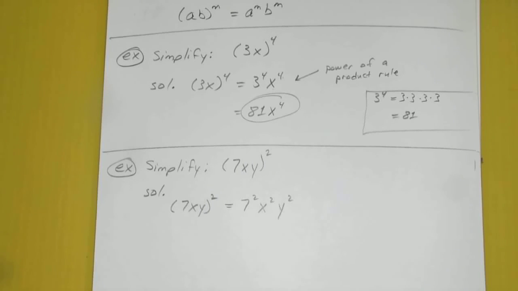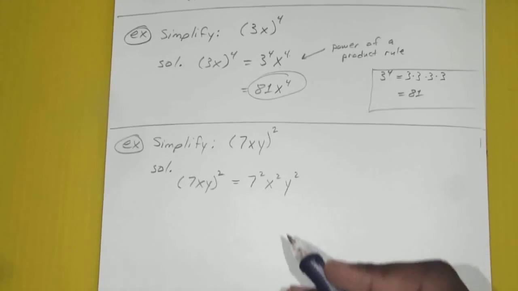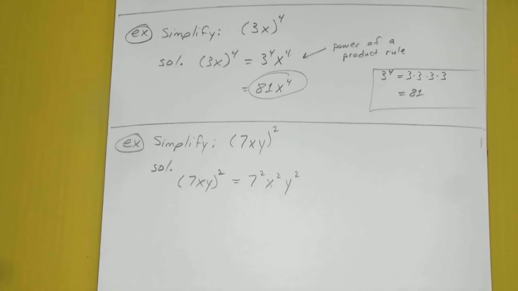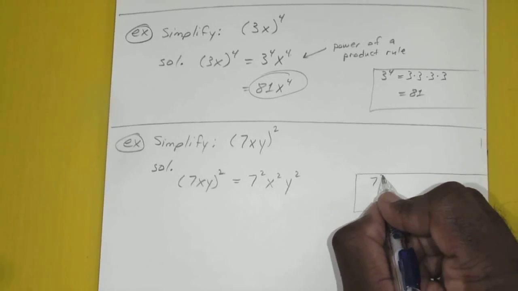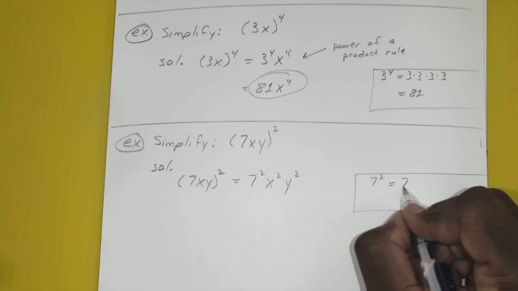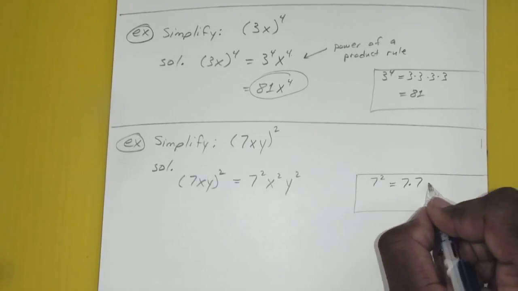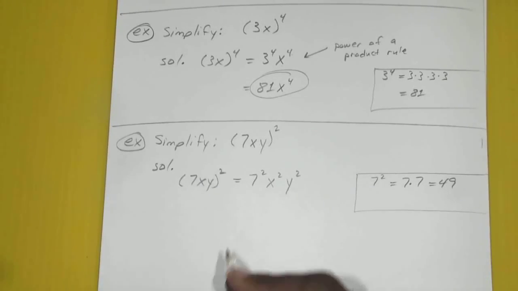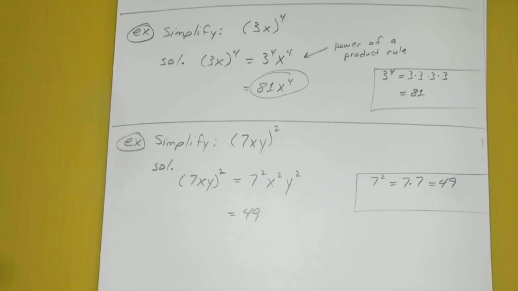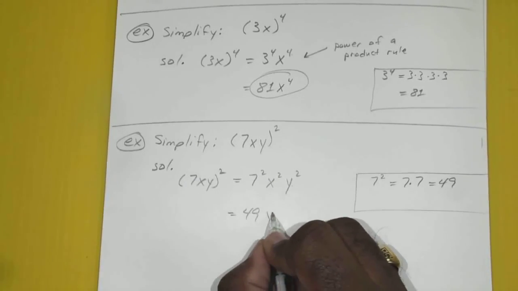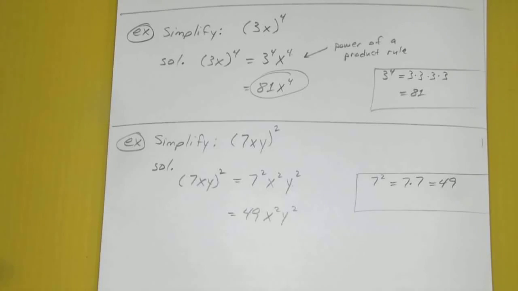So it would still be the same thing. And even though it's not there, those are all considered to be multiplied together, right? Yep, multiplied together. So you can put the dot there, but you don't really have to. Okay, so we know that 7 to the second power is just 7 times 7, which is 49. So we have 49, x to the second, and y to the second just kind of stays like that.